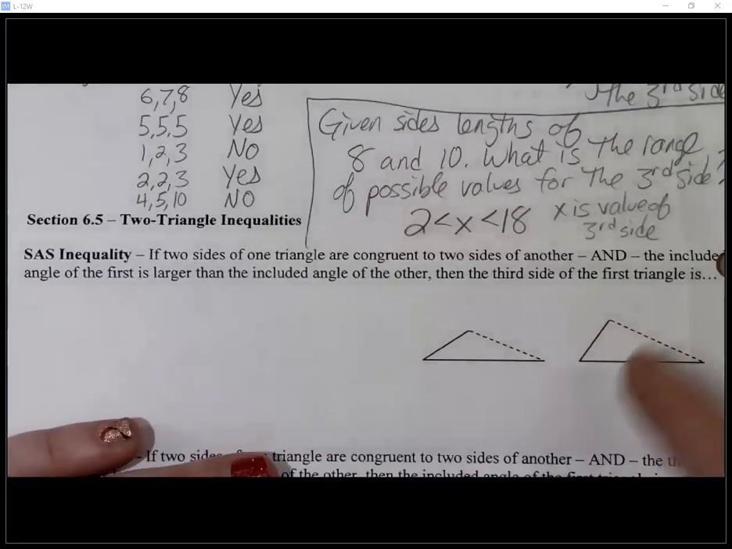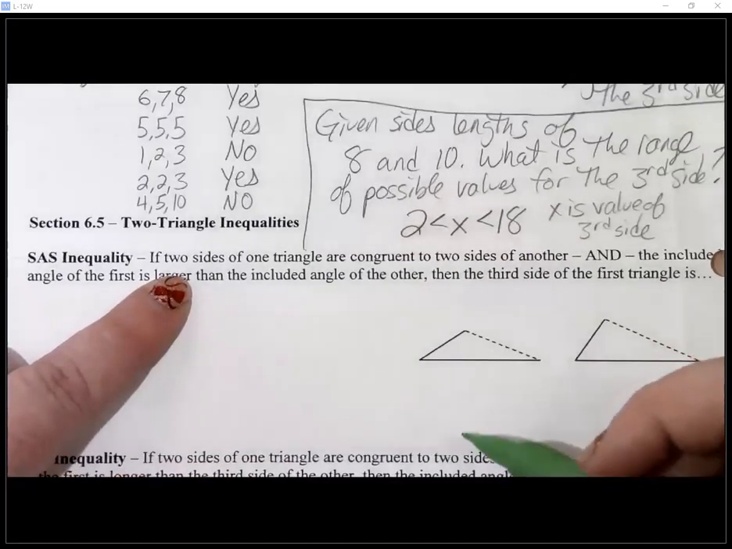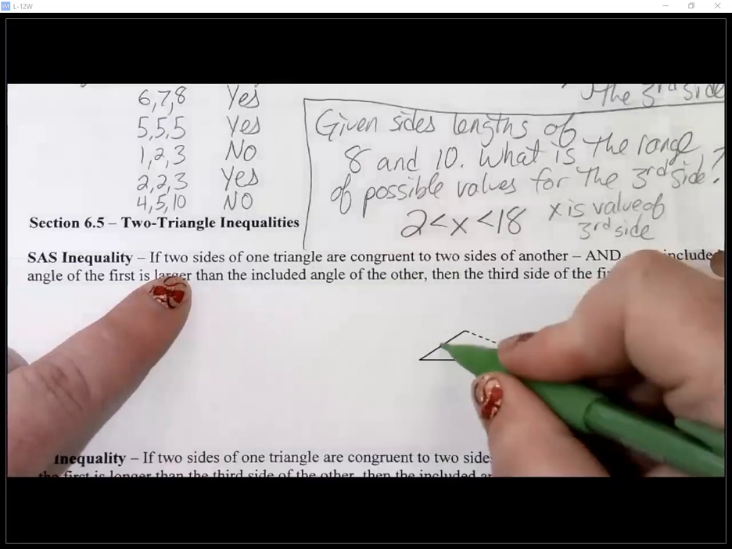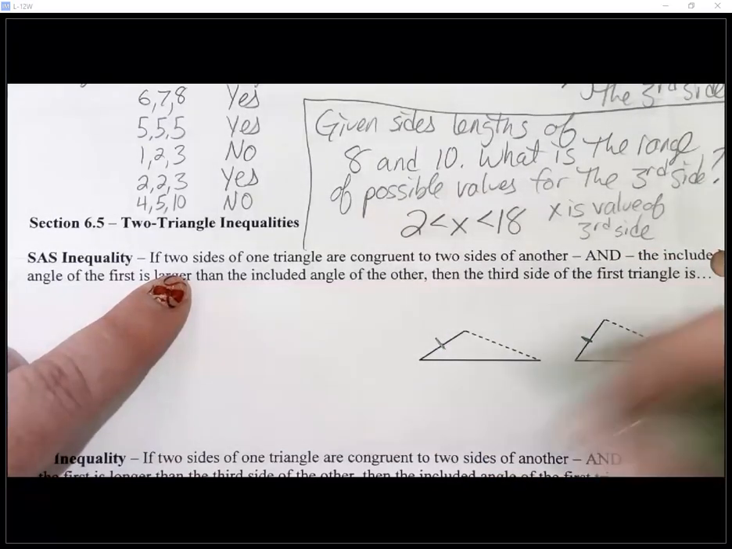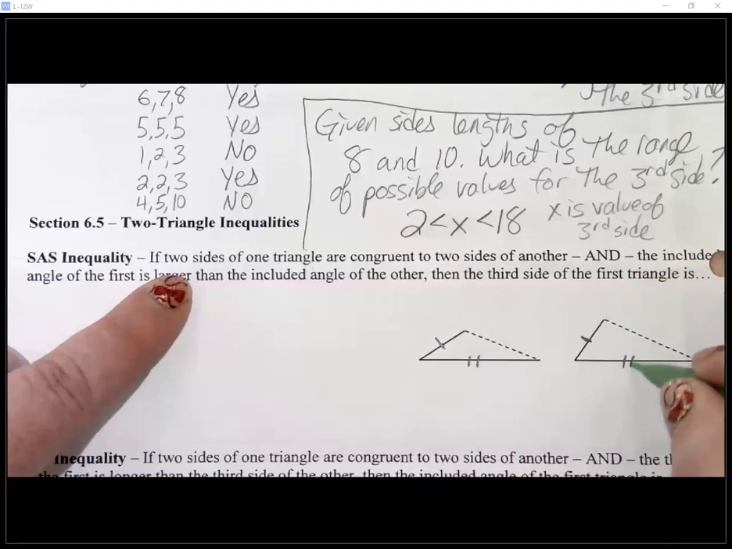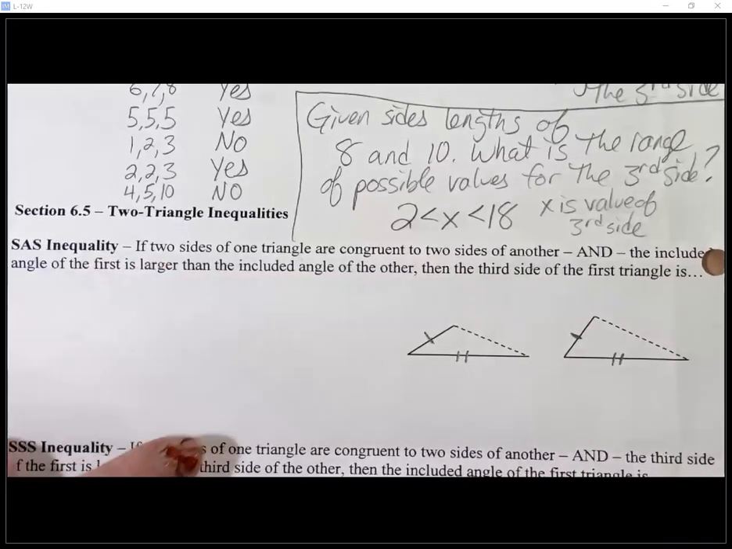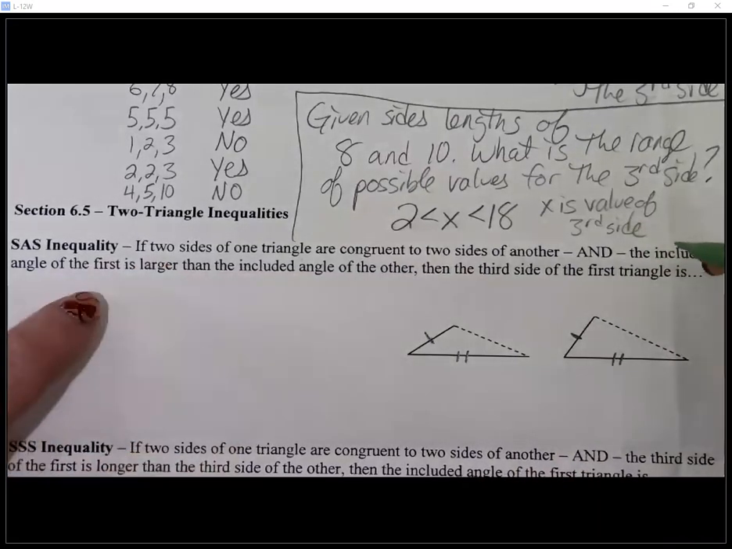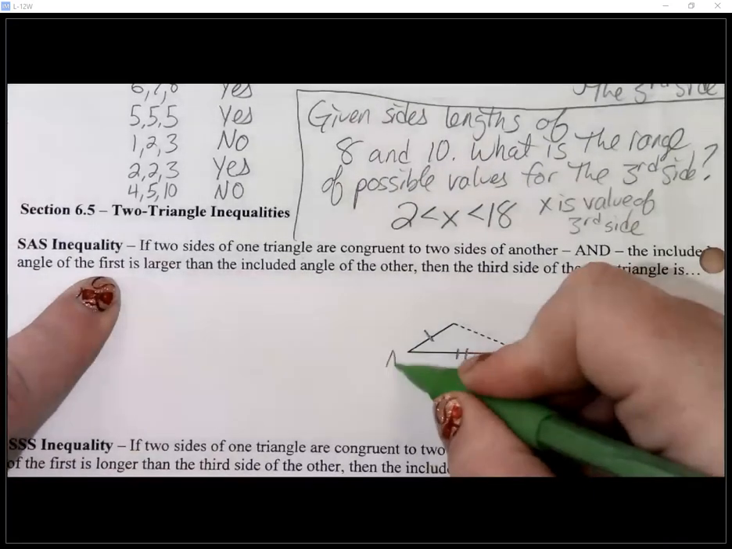So let's see what we have to have first. Two sides of one triangle congruent to two sides of another. So we're gonna have this side congruent to this side, and we're gonna have the bottoms congruent to each other as well. So there's our two sides that are congruent in two triangles. And it says the included angle of the first. So I'm gonna label my sides too, A, B, C, and D, E, F.